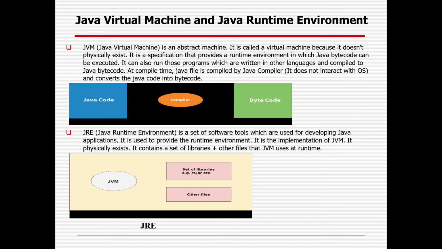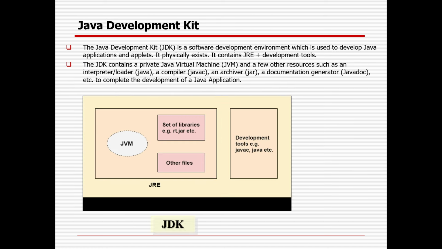So JRE is the Java Runtime Environment, a set of software tools used for developing Java applications. It is used to provide the runtime environment. It is the implementation of JVM. It physically exists. It contains a set of libraries plus other files that JVM uses at runtime.